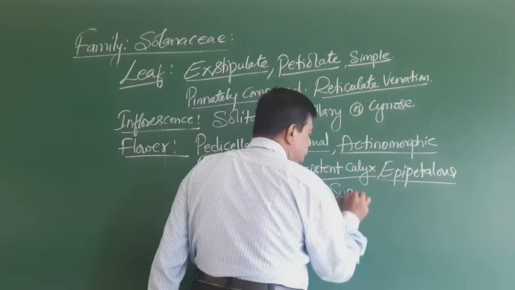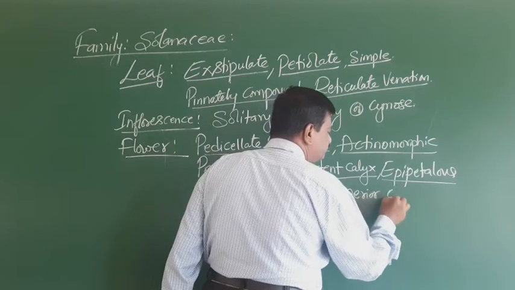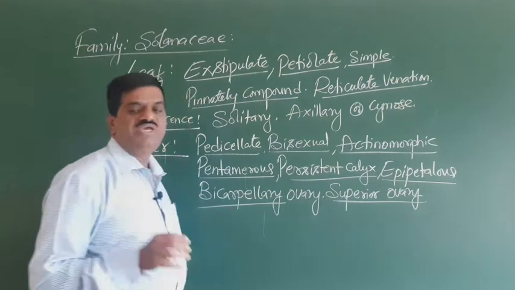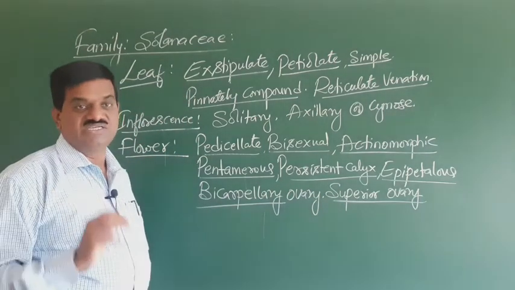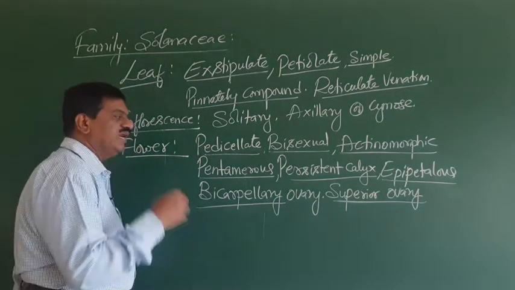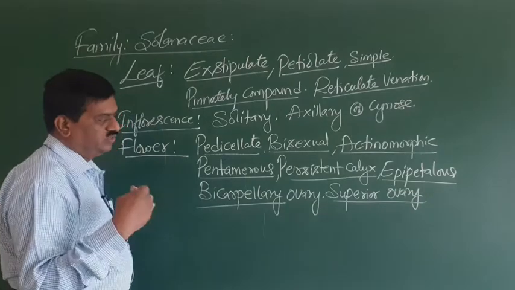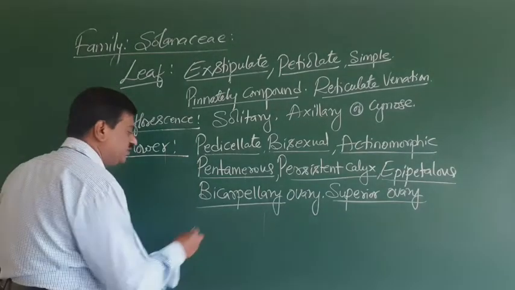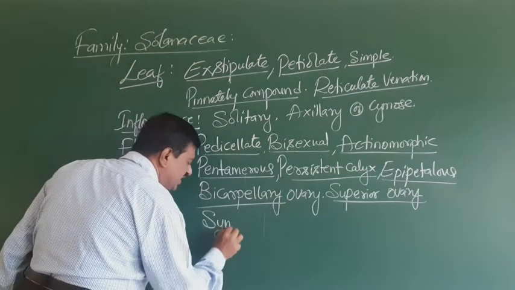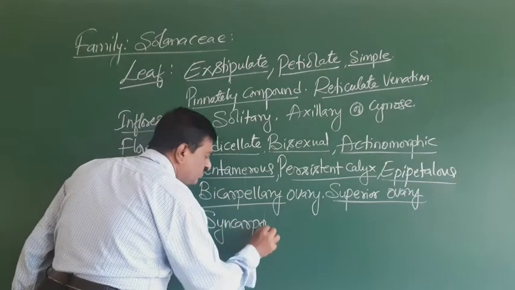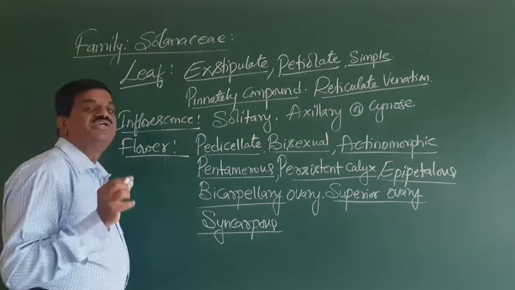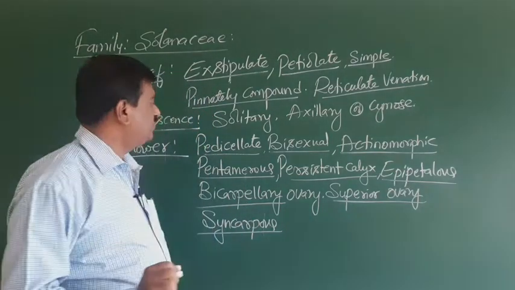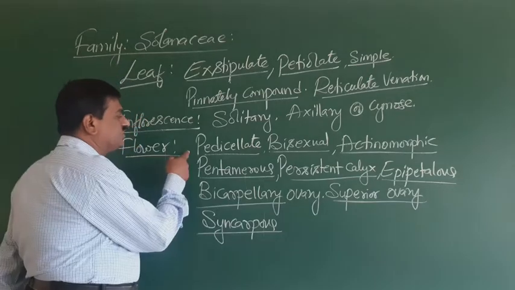Next, superior ovary. The word superior ovary is nothing but hypogynous. Hypogynous is nothing but the superior ovary. The ovary is above, all the other parts are below the ovary. And the next one is Syncarpous. The carpels are fused, hence we use the word Syncarpous. All these are nothing but the characters of a flower.